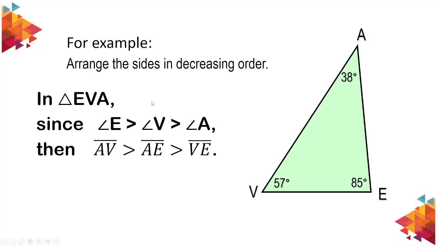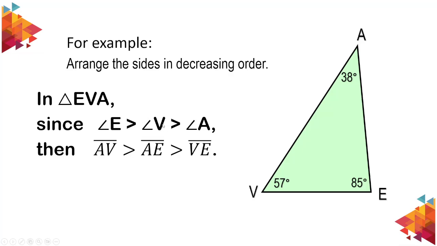Or there is a shortcut here. Are you ready? Of course. So simple. If this is E, what are the missing letters? The triangle is EVA, so the missing letters are V and A. That means opposite angle E is side AV or side VA. As easy as that, right?